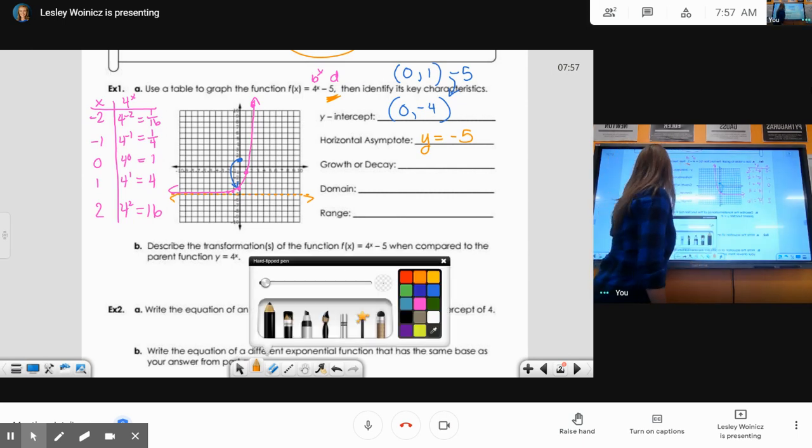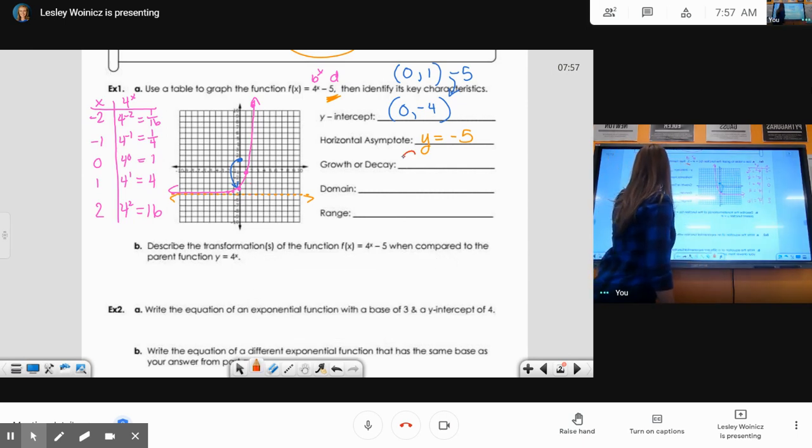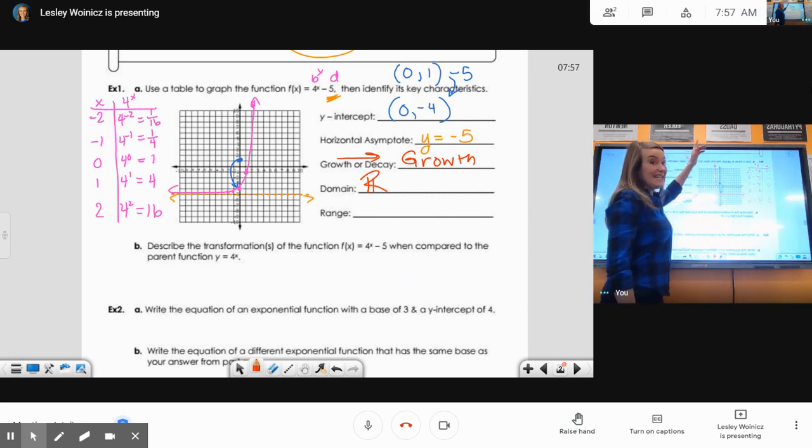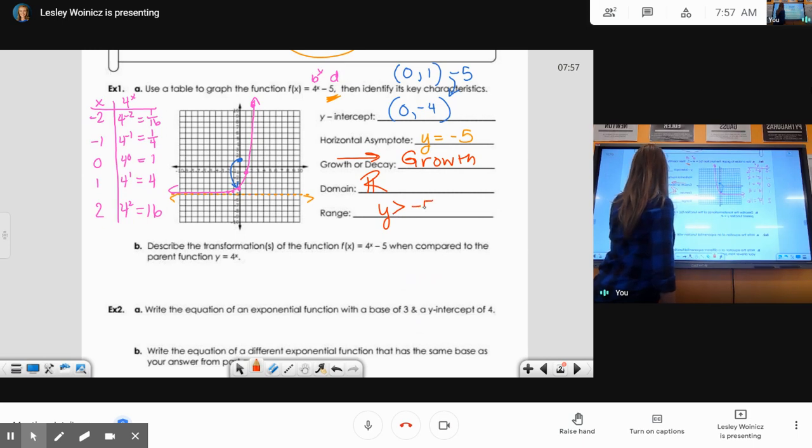Okay, this is still growth. Remember that we read it going left to right. The domain is still all real numbers. Now my y values can't be under -5. They all have to be bigger than -5. And it can't equal -5 either because that's where my horizontal asymptote is. So my y's are greater than -5.